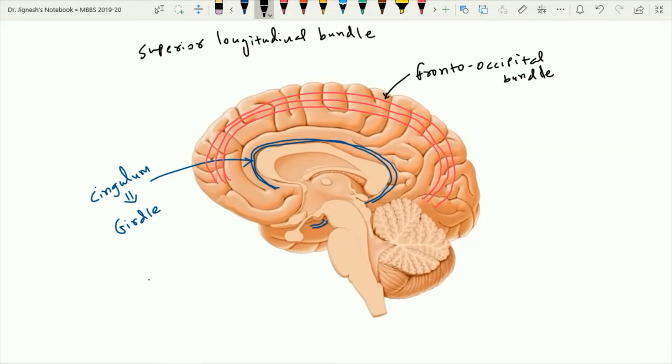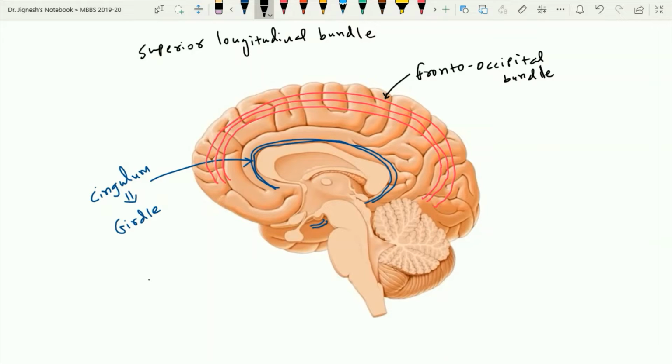But the superior longitudinal bundle is placed more laterally and is separated from the fronto-occipital bundle by the fibers of the corona radiata. So from medial to lateral side, we can see the fronto-occipital bundle, then the fibers of the corona radiata, and then the superior longitudinal bundle.